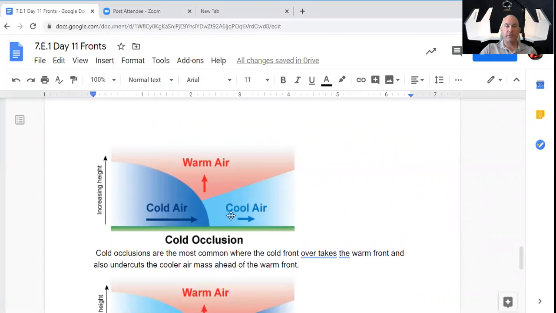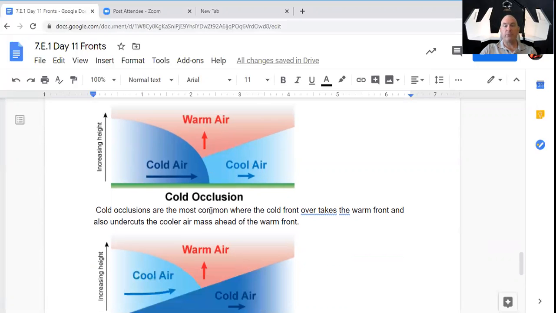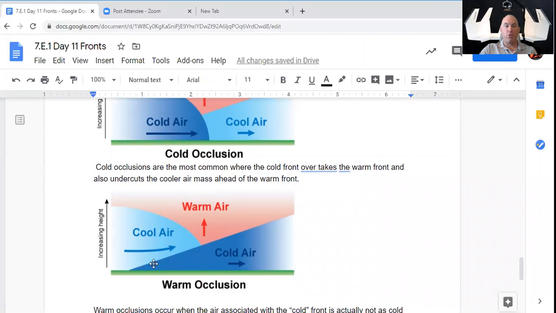So again, here's an occlusion. Here's basically what used to be a warm front and a cool front. Then you have a cold front moving in, replacing the warm front, overrunning the warm air and pushing it up. So you have a cold occlusion where the cold air is the one forcing everything up. And then you have a warm occlusion where the cool air is the trailing mass, the one coming from behind.